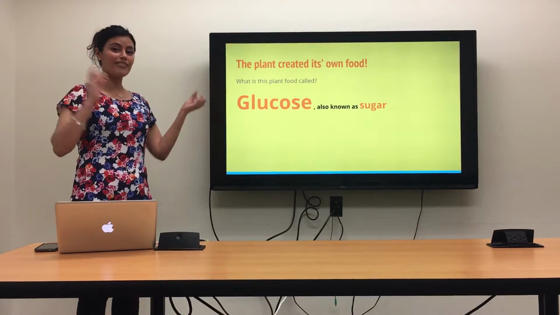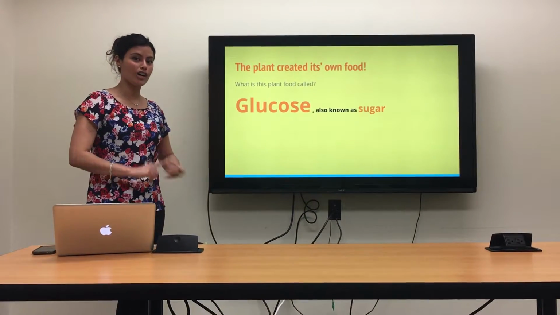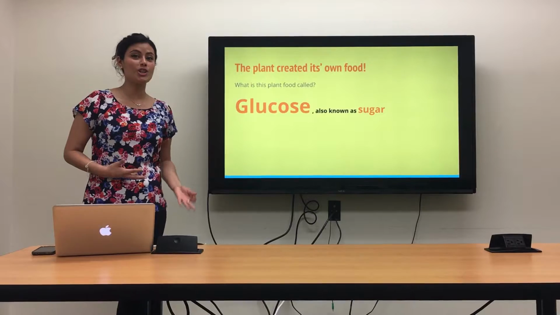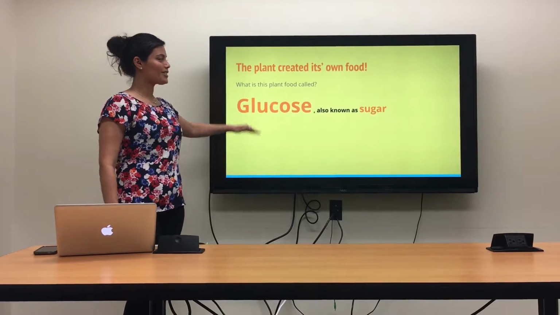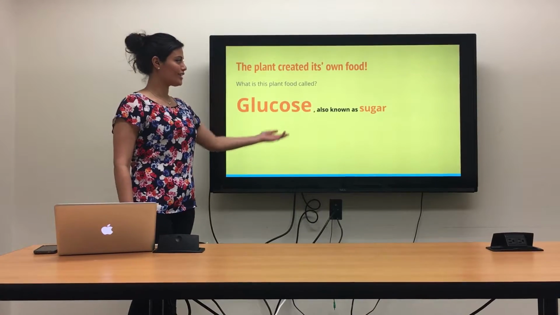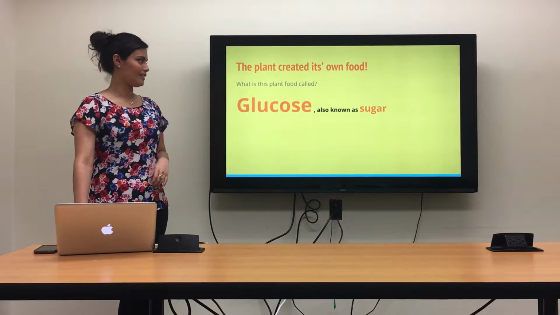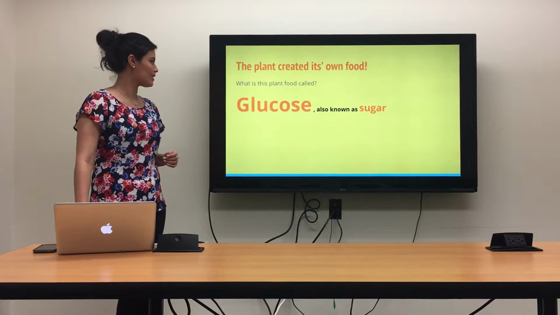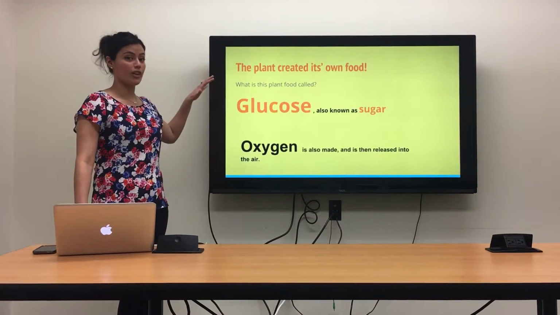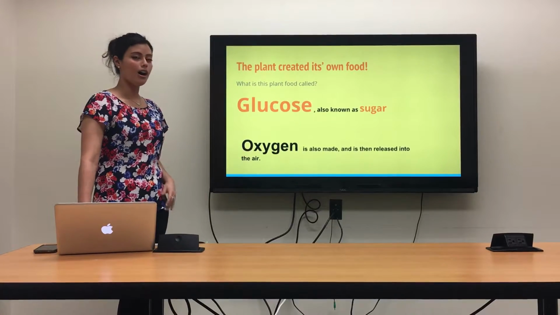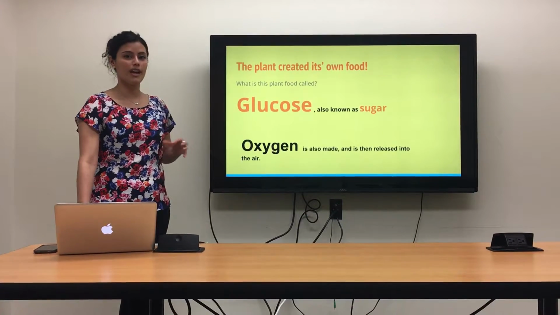Now that it absorbed everything, carbon dioxide, water, and sunlight, the plant is able to create its own food. What is this plant food called? Glucose, also known as sugar. But not the kind of sugar that we eat, only the type of sugar that plants are allowed to eat. What is also released when plants create their own food? Oxygen. Oxygen is made and is released into the air.